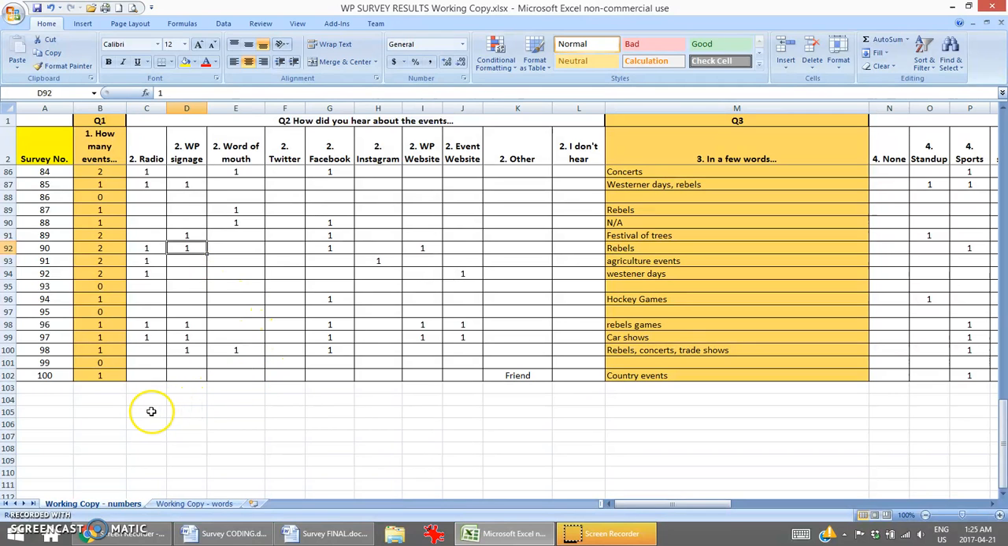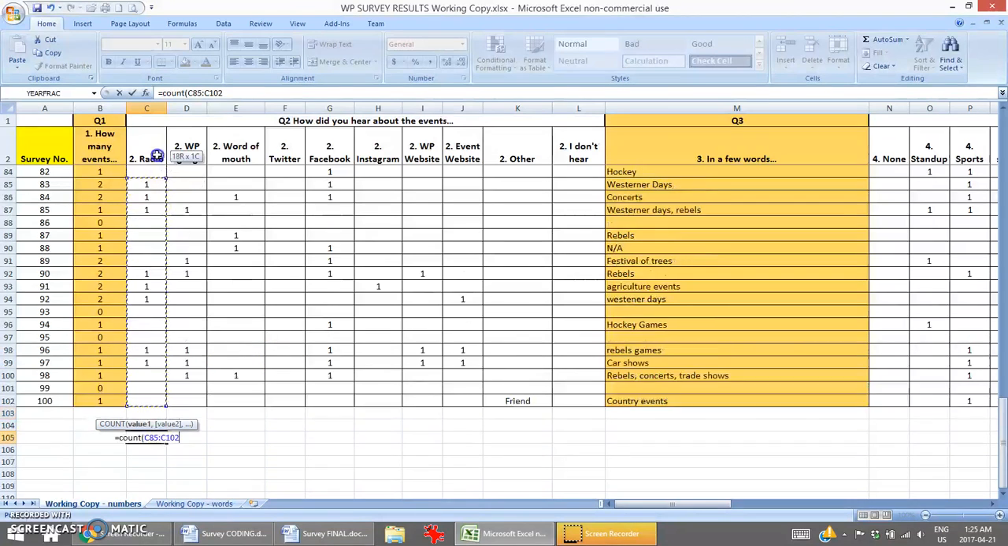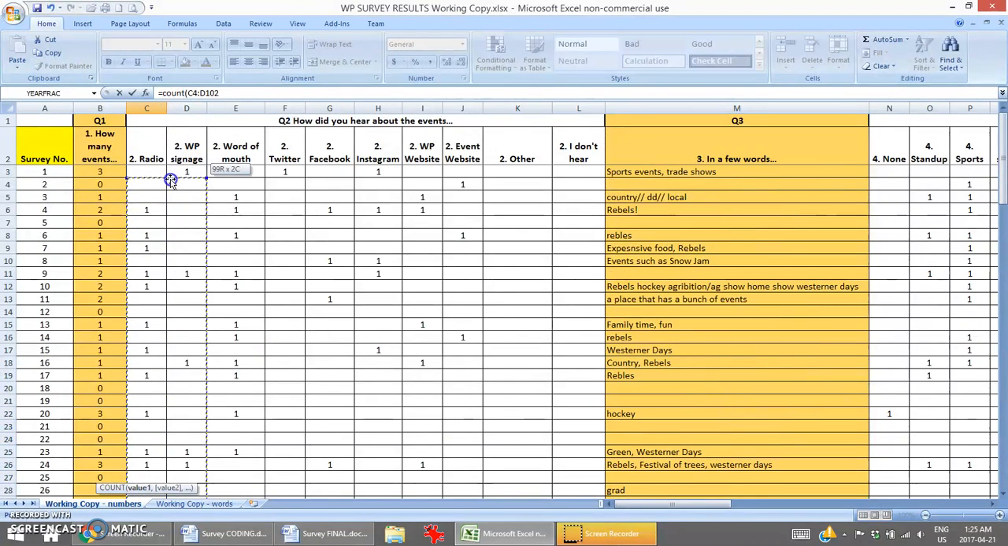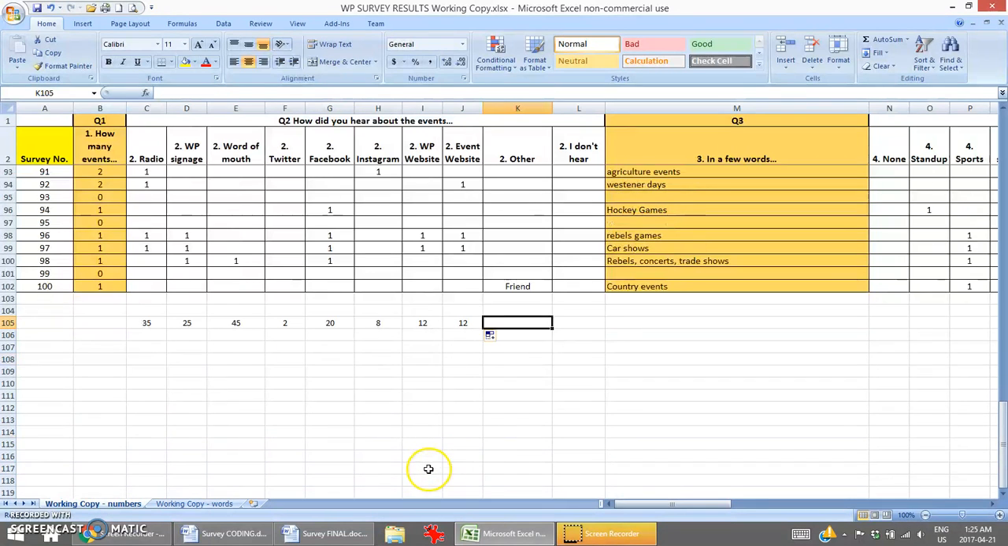So if you're analyzing question 4 or question 2, what I would do is I would build in some count functions and count all the radio ones, for example. And then if you're really good in Excel, you can just copy that over. And then you should get something like those numbers, and you may want to highlight some that you find of interest.